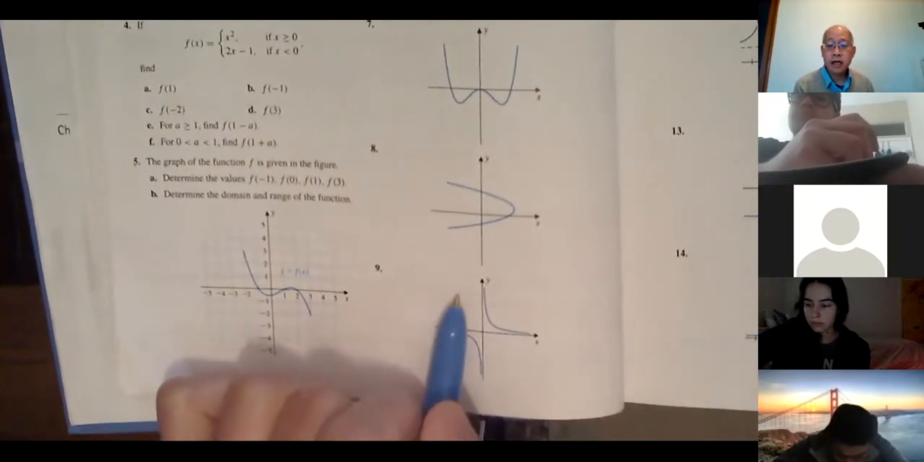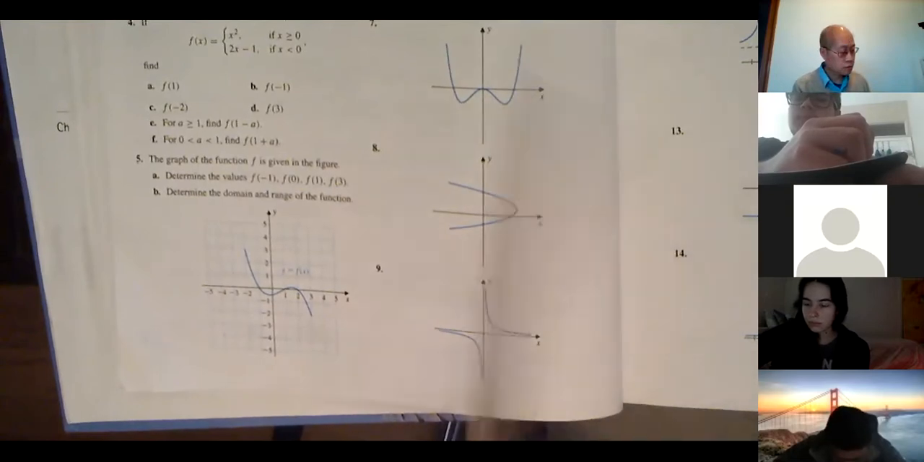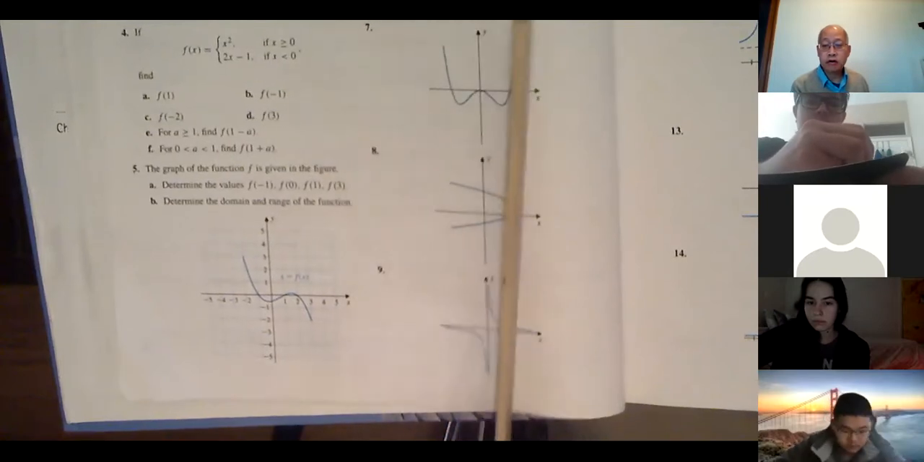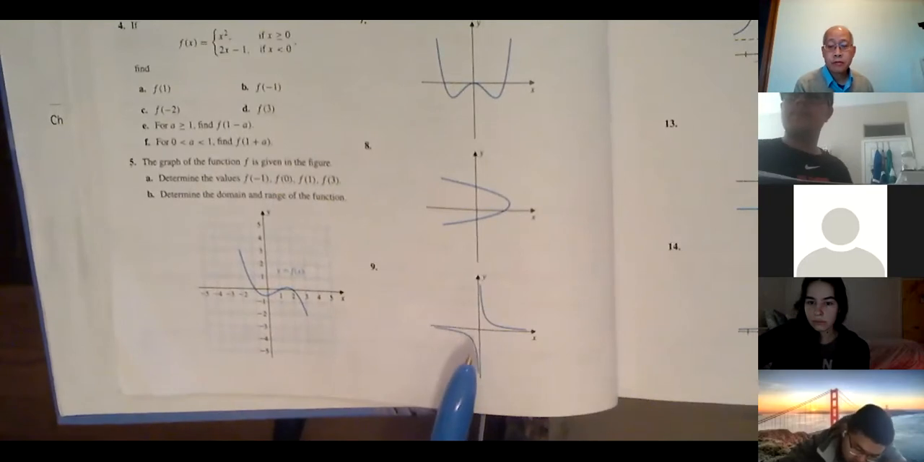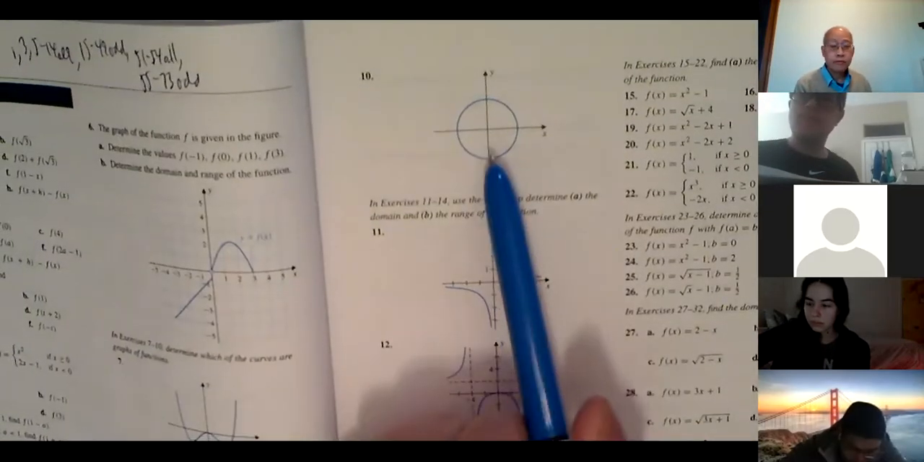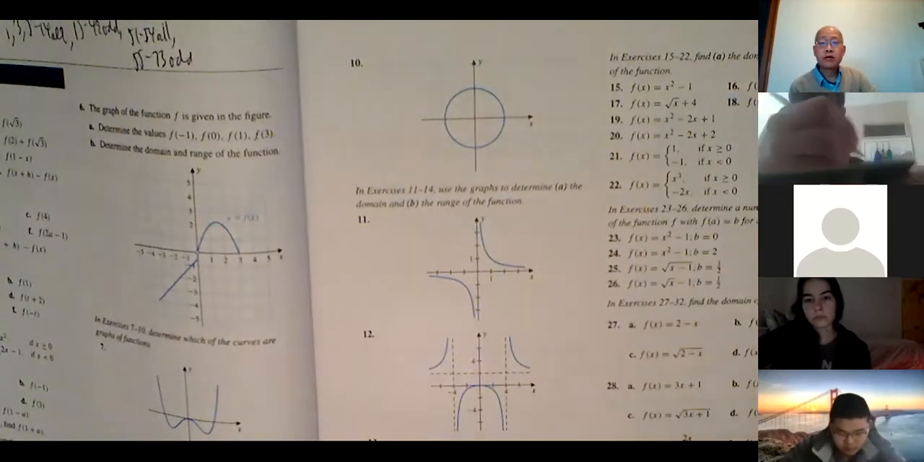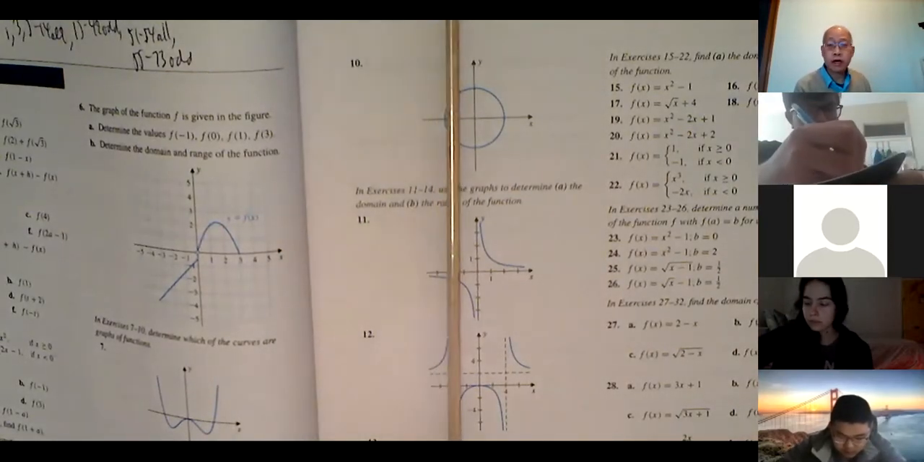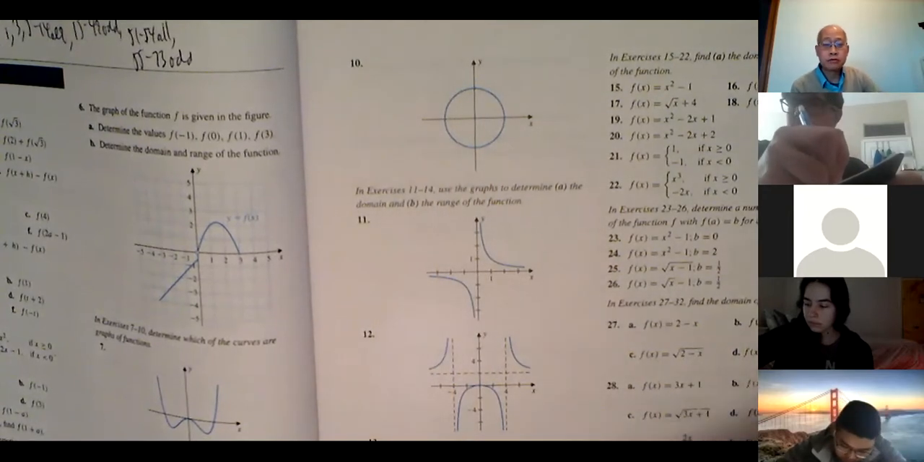Okay, 9 goes like that and like that. So is 9 a function? It looks like the answer for 9 is yes. If I draw a vertical line anywhere, it's only going to touch at one point at the most. So 9 is a function. And then 10, they give me a circle. Is 10 a function? And of course the answer is no. I can draw a vertical line in several places, but touch at 2 points. Okay, so 10's a no.